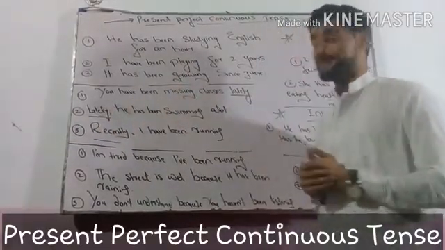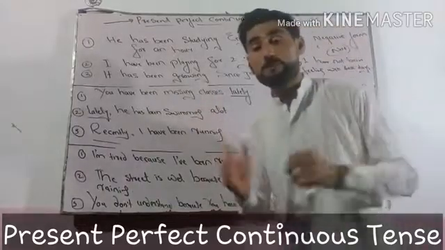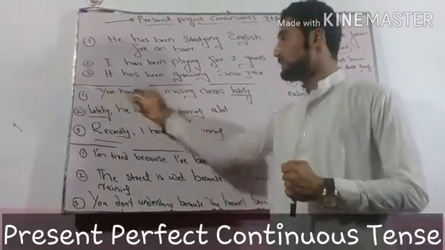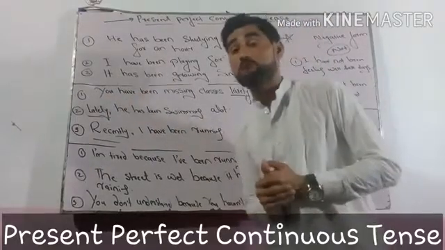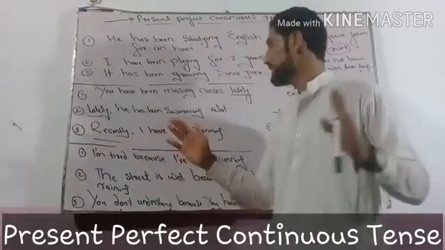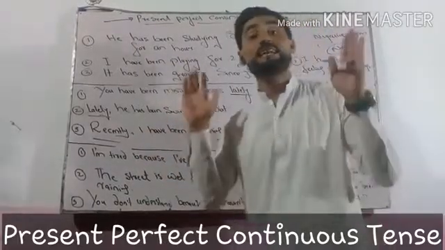You have been missing classes lately. You have been missing classes lately. I started this sentence with the subject you, therefore I added the auxiliary verb have been, and then the present participle form of the verb miss, missing classes, and then lately.